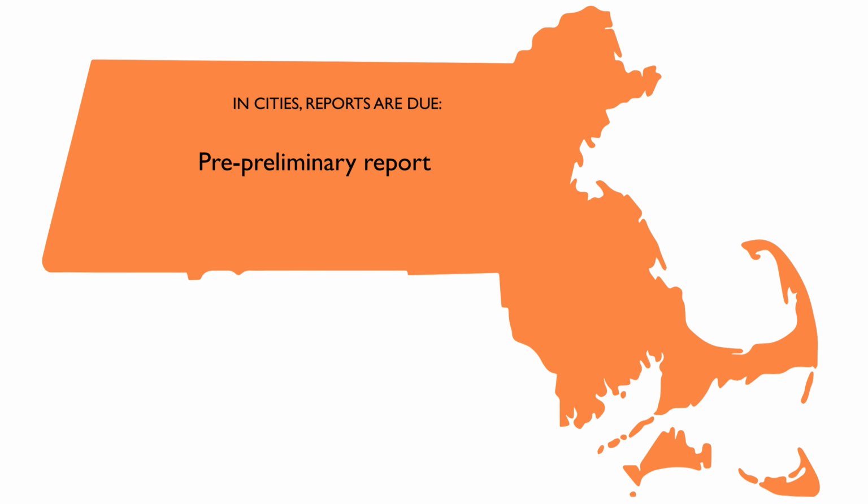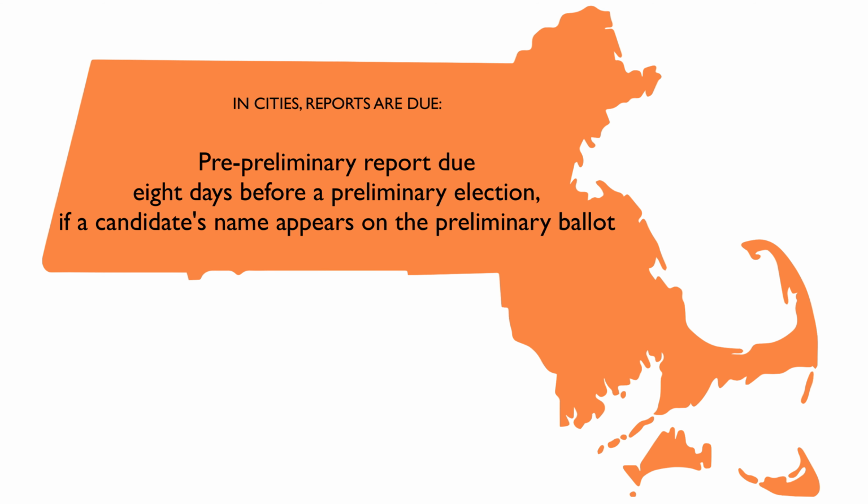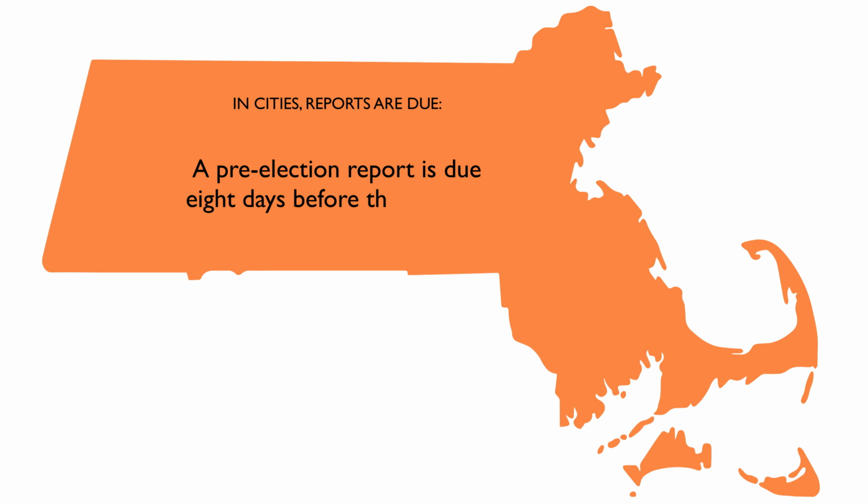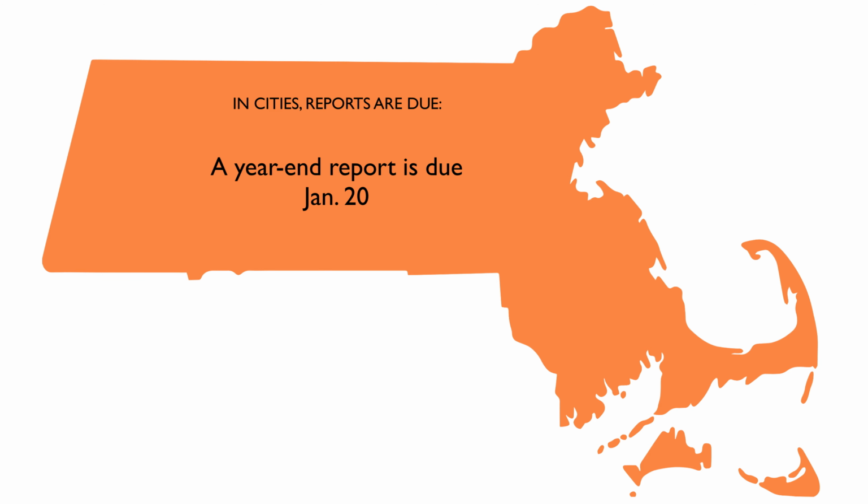In cities, a pre-preliminary report is due 8 days before a preliminary election if the candidate's name appears on the preliminary ballot. A pre-election report is due 8 days before the election. A year-end report is due January 20th.